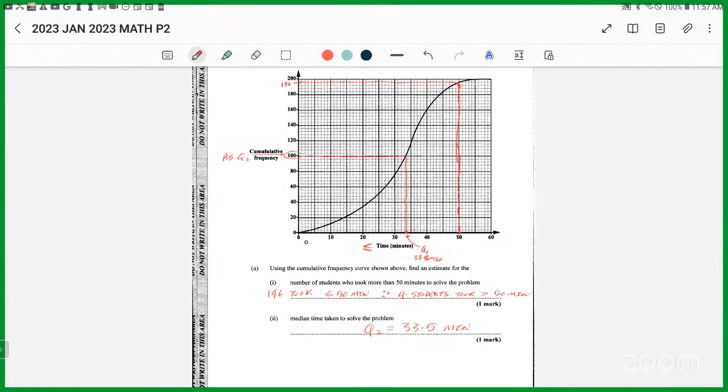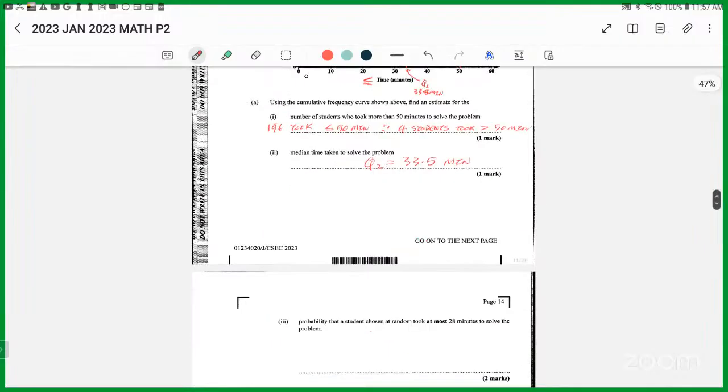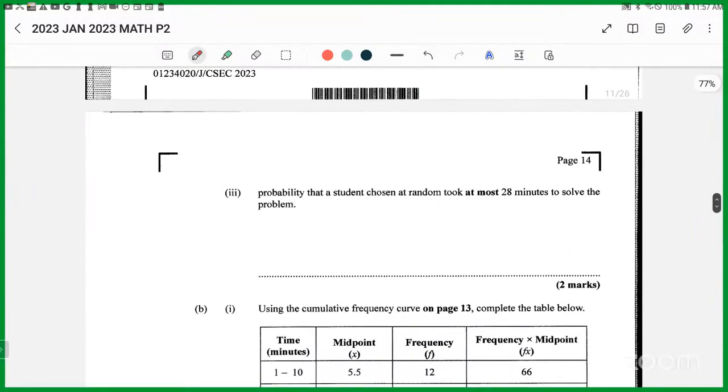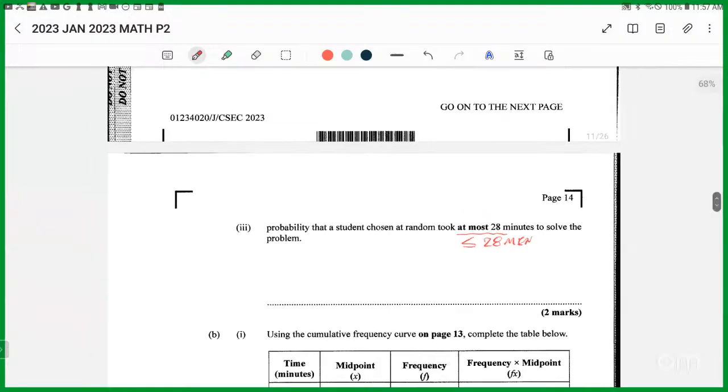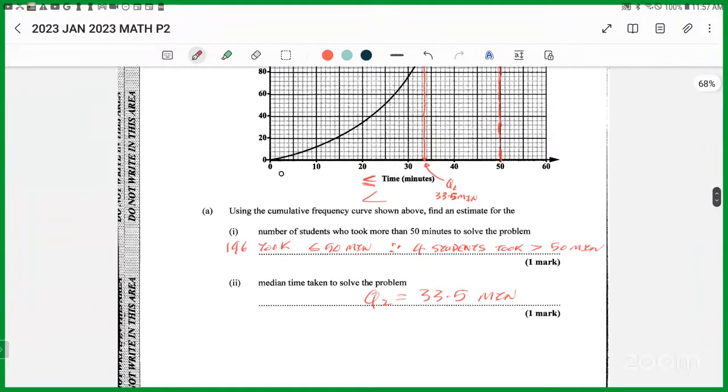Yes, sir. All right. Next question says, the probability that a student chosen at random took at most 28 minutes. At most really means less than or equal to, means 28 minutes is the most. So you see, I concluded that that's the type of graph that I have based on these questions. That's what I expressed to you in class, that your graph is either showing less than or it's showing less than or equal to. Based on this question, it means that this graph is showing less than or equal to. But first it asks me how many took more than 50.